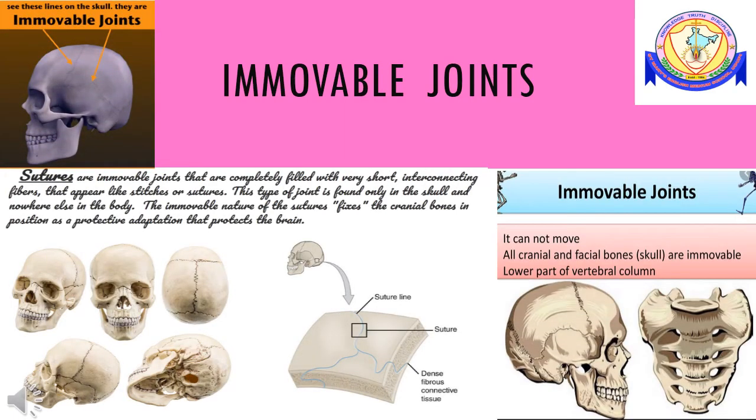As we know, there are two kinds of joints, that is, movable joints and immovable joints. Sutures are immovable joints that are completely filled with very short interconnecting fibers that appear like stitches or sutures. This type of joint is found only in the skull and nowhere else in the body. The immovable nature of the sutures fixes the cranial bones in position as a protective adaptation that protects the brain.